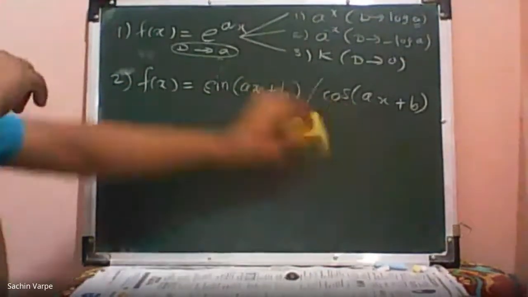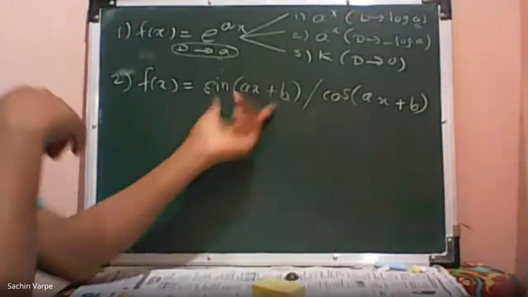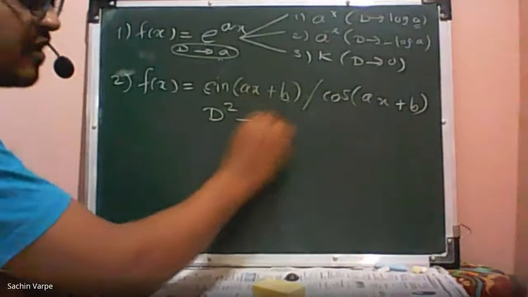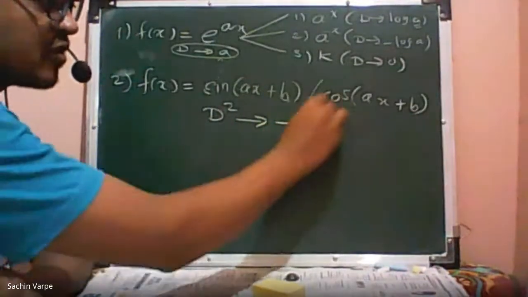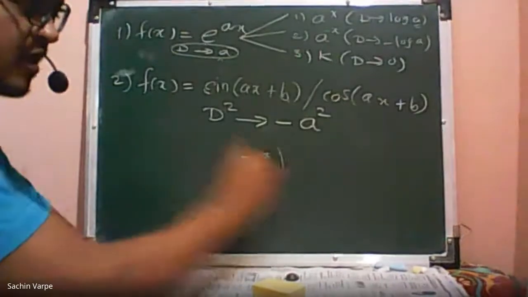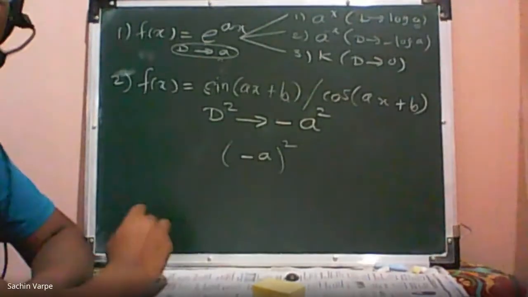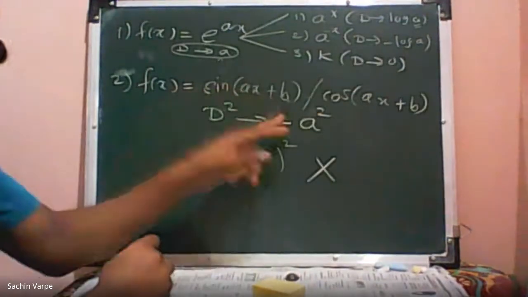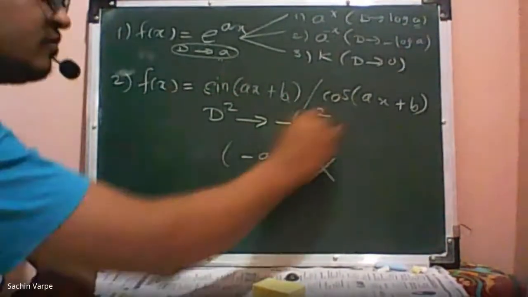So here, in this case, the simple keyword is replacing d square by minus a square. You have to remember d square by minus times a square. Minus times. Remember, I'm not doing like this, minus a and its square. This is not the case. Remember, wrong. Minus times a square. Okay.